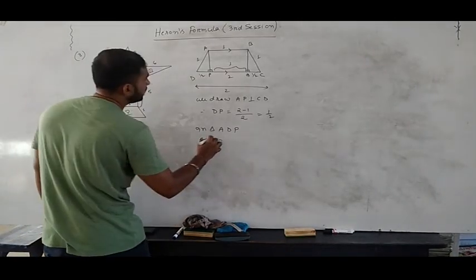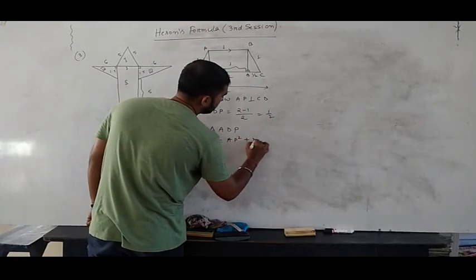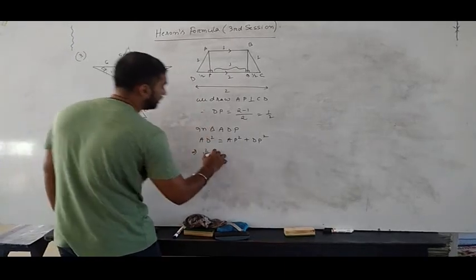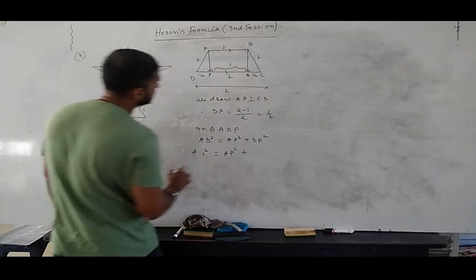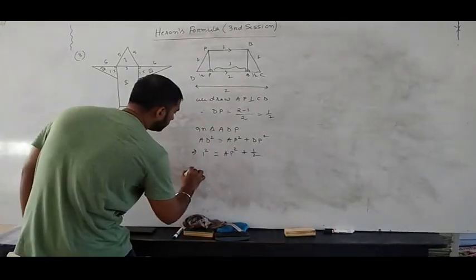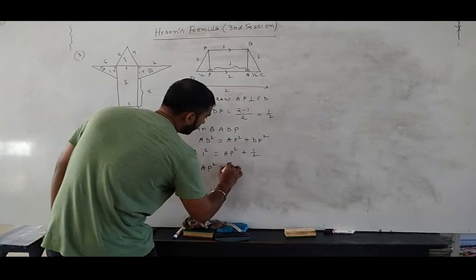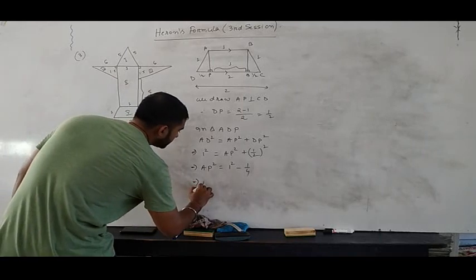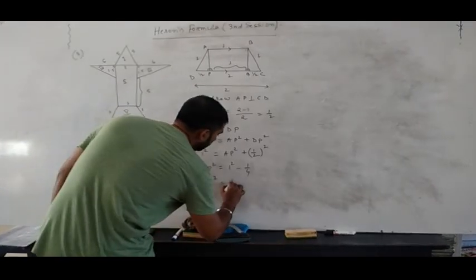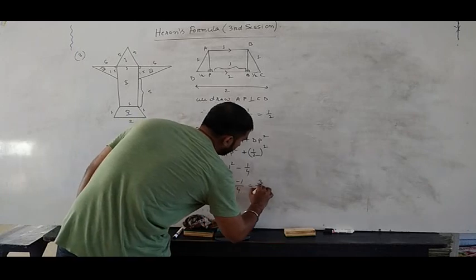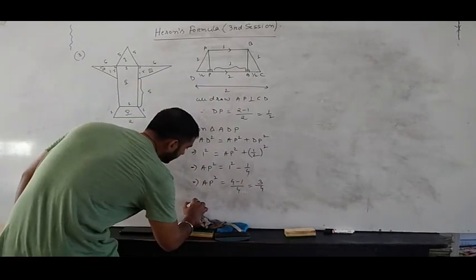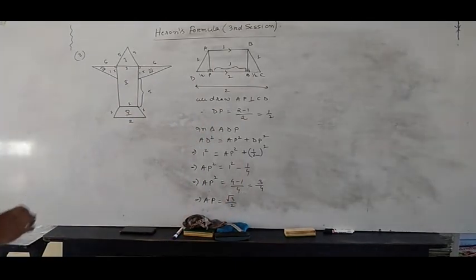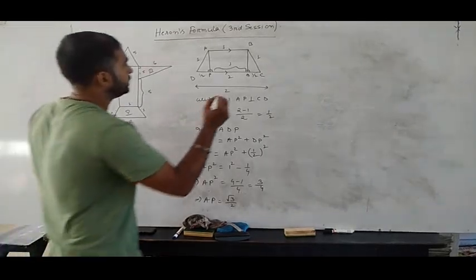So AD square equal AP square plus DP square. So AD equal to 1, 1 square equal to AP square plus DP square, (1 by 2) square. So AP square equal 1 square minus 1 by 4, which implies AP square equal (4 minus 1) by 4, that is 3 by 4, which implies AP equal under root 3 divided by 2. This is the height of the trapezium.